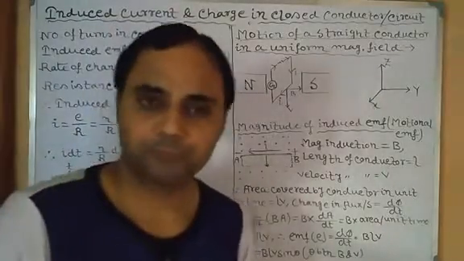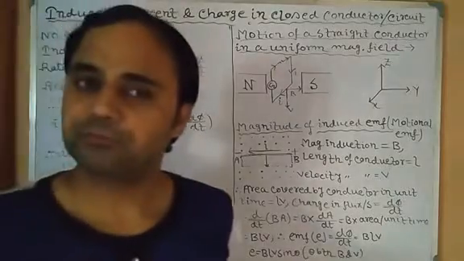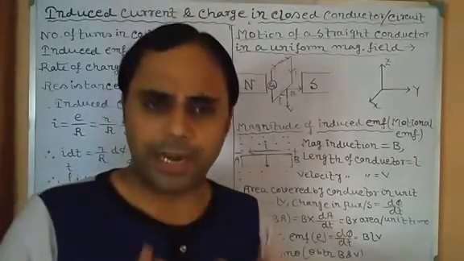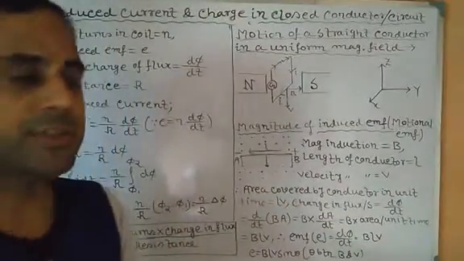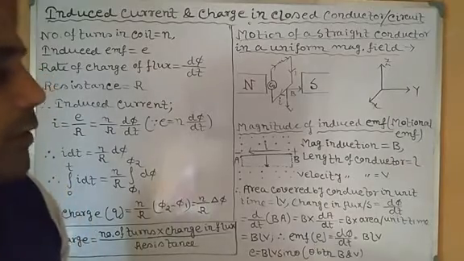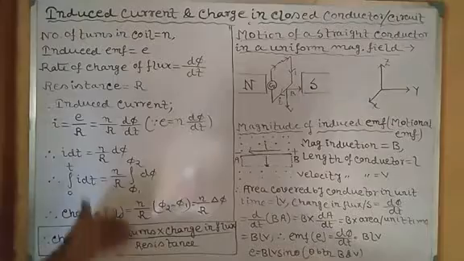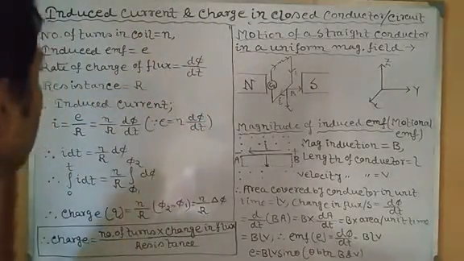Good morning, dear students. We are in the chapter electromagnetic induction, and in this chapter the vital thing is the induced EMF and the induced current, which is created in a closed conductor by creating its relative motion in a magnetic field. Now in this video we will see the expression of the induced current and charge. Okay, so now let's see.